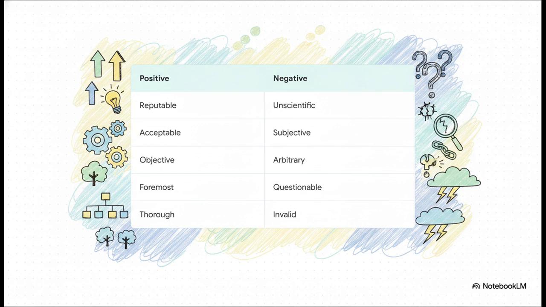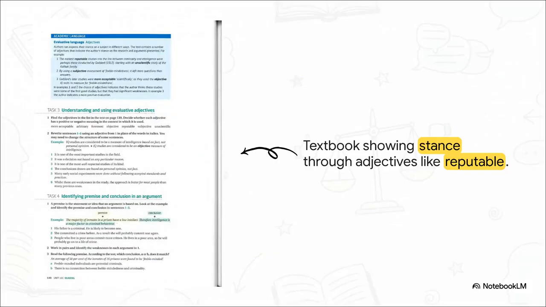But if I say it's a thorough analysis, you're totally bought in. The author's literally doing the thinking for you through these tiny, sneaky, descriptive words. And looking directly at our source material, you can see how this textbook page points out these exact evaluative words. It perfectly illustrates how these microscopic grammatical choices can completely destroy the neutrality of a sentence.